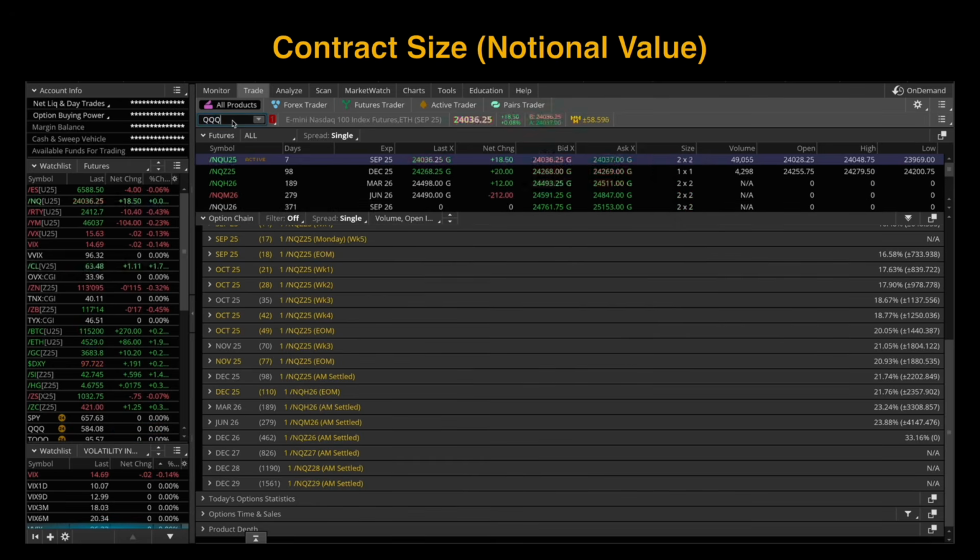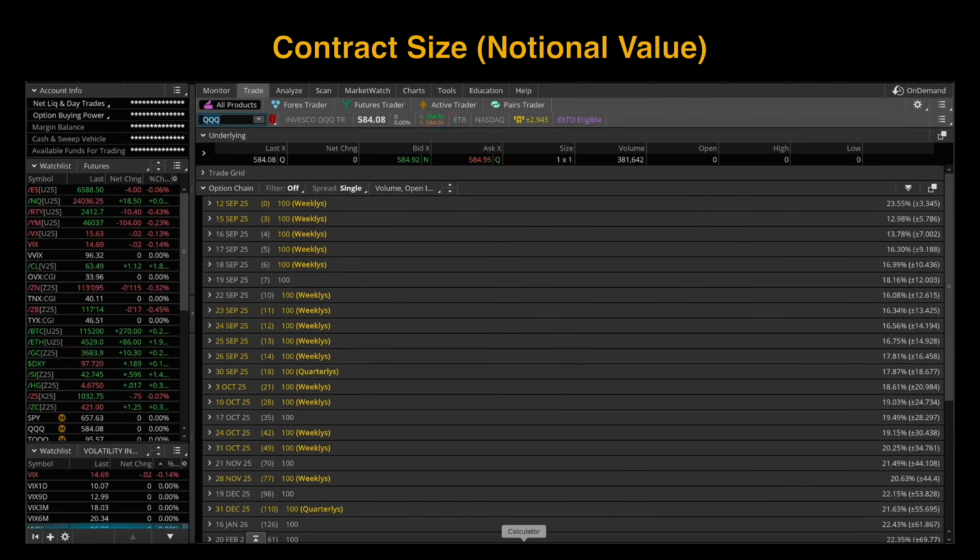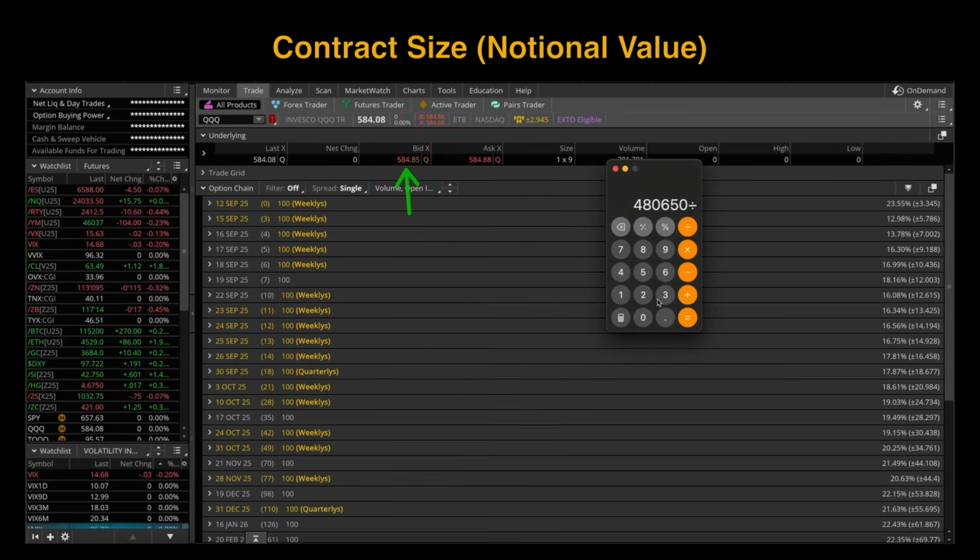And in order to compare this notionally to QQQ, the Nasdaq-100 ETF, we're going to take that notional value and divide that by the current price of QQQ. We're pre-market here, so I had to populate the Qs in the trade tab to get the current price of that ETF. So we divide the notional value by the current price, which is 584.82, and we get a notional equivalent of just shy of 822 shares.